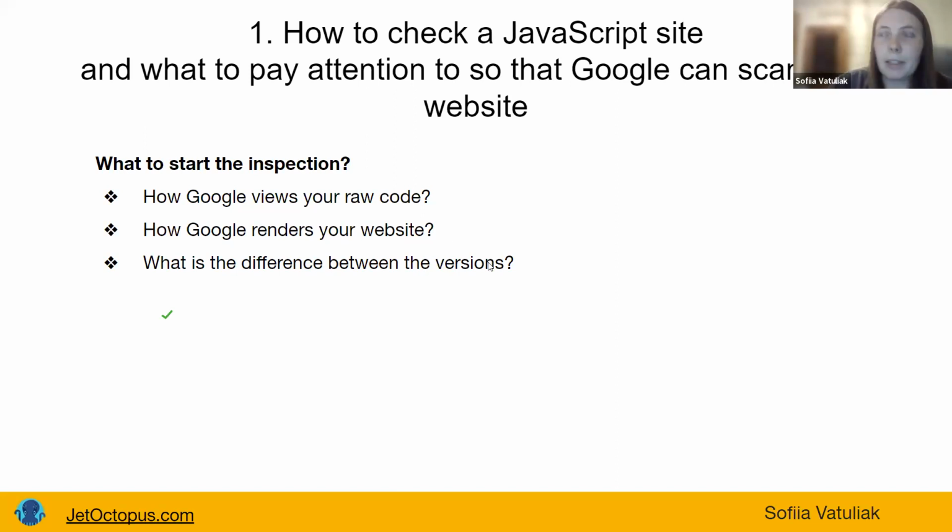So pay attention, and if you have a large website, you can set up some alerts in JetOctopus, and you can have some automatic checks to be sure that your indexation rules in raw code and in rendered code are the same. And of course, pay attention to other important SEO data.